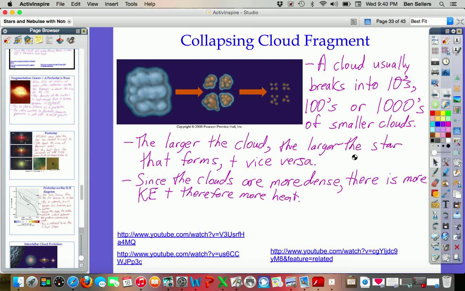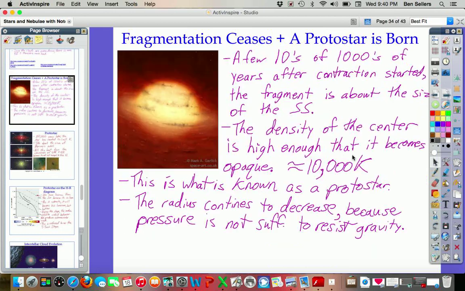As the cloud continues to collapse on itself, it gets hotter and hotter because there's more kinetic movement, more atoms hitting each other. That increases temperature. The timeline is kind of insignificant, tens of thousands of years. No one really knows how long this takes, but fragmentation starts to stop and a more definitive product starts to result, which will eventually become a star.